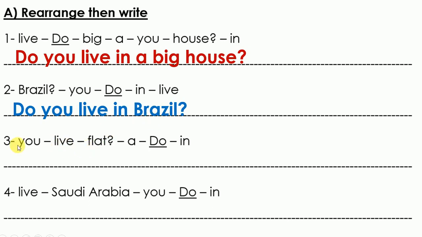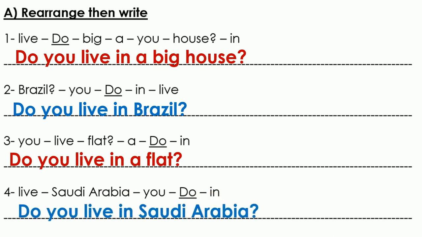The number 3 is you live flat, a, do, in. So you will rearrange to make a question. You will write do you live in a flat. Nice. The last one, live Saudi Arabia, you, do, in. You will say do you live in Saudi Arabia? If you want to answer this question, you will say yes I do or no I don't.